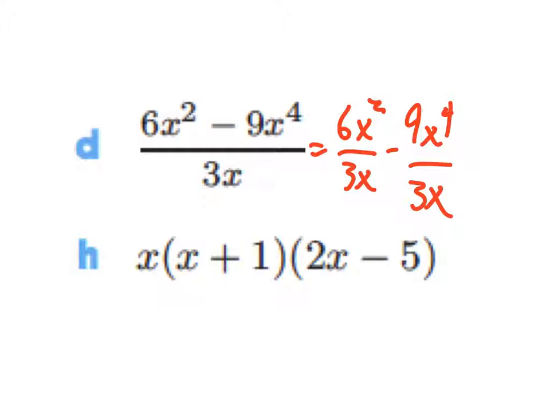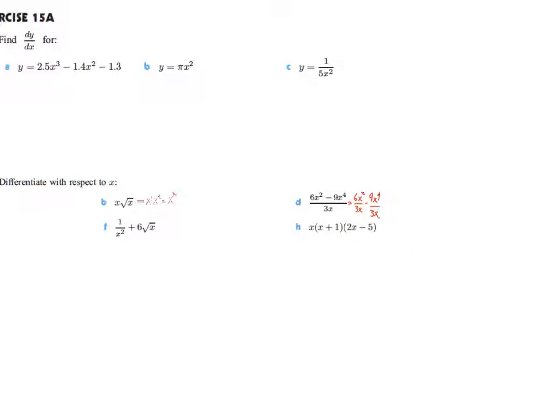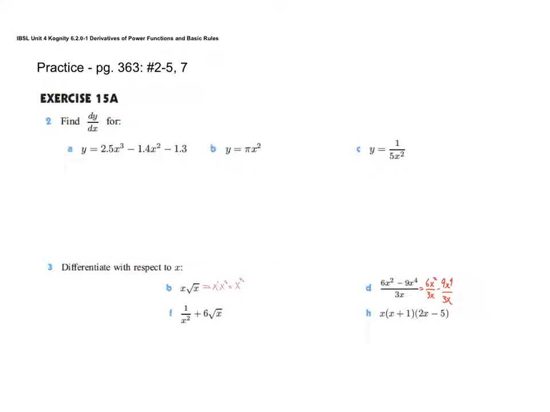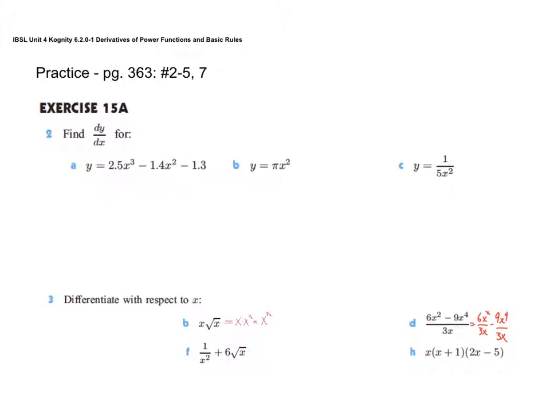Or like h, what would I want to do with h before I try to take the derivative? Distribute the x and then FOIL, okay? I need to multiply it all out at this point in order to find the derivative, okay? So, some of these you may have to manipulate a little bit first before you can actually take the derivative.